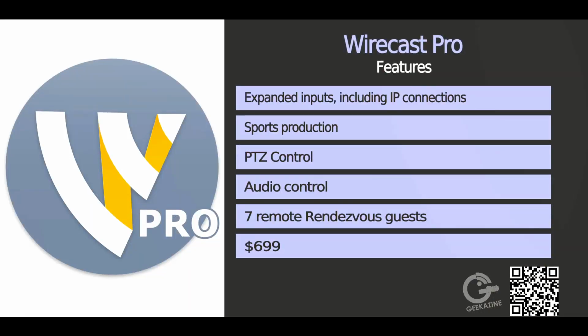But let's talk about Pro here, which is the final step up, and you get everything, basically. You get the expanded inputs, the IP connections. You can do NDI. You do sports production. That gives you scoreboards and stuff like that. It gives you audio control. It gives you PTZ control. 7 people into a Rendezvous session. Now look at that price. This is the key right there, that $699 price.